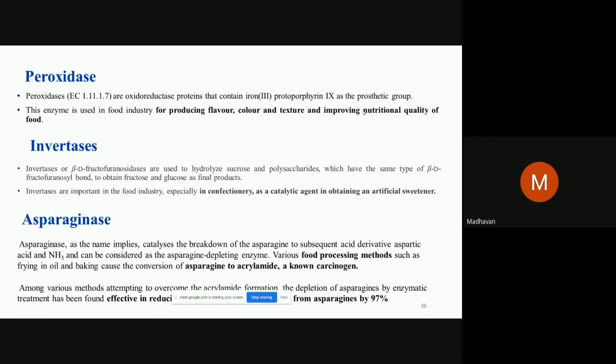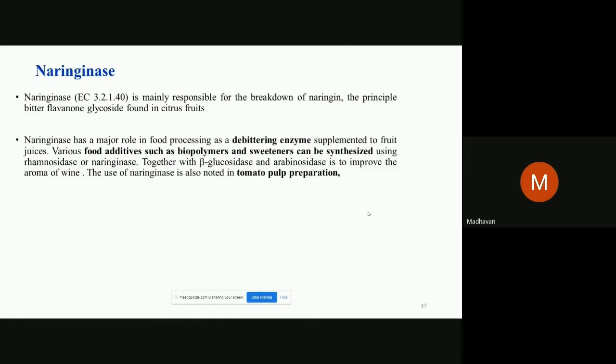And then asparaginase is a very interesting enzyme. What is this asparaginase? Asparagine is converted into acrylamide when we buy all these chips and other fried items from the bakery and market. When you fry, this asparagine is converted into acrylamide, which is a carcinogen. And that is what we eat, very crispy items, which they fry 10 times, and then we buy them. But anyway, this asparaginase can reduce 97% of the asparagine, and then the acrylamide formation can be reduced.